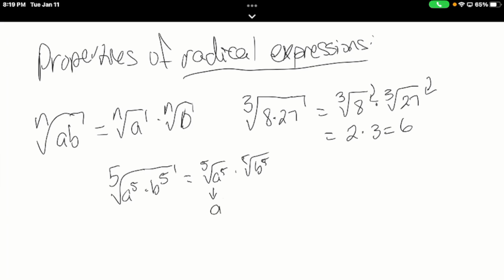So I'm left with a to the first, or we could just leave that as a if you want, and b to the first, or you can just leave that as b if you want. So my answer is just going to be a times b for that one. So basically, it's useful for us to be able to break these things up when you have two things inside of an expression or more. We'll see that you can have more than two, into many different ones, to piece them together individually to make a nice result. That's the first property in action.